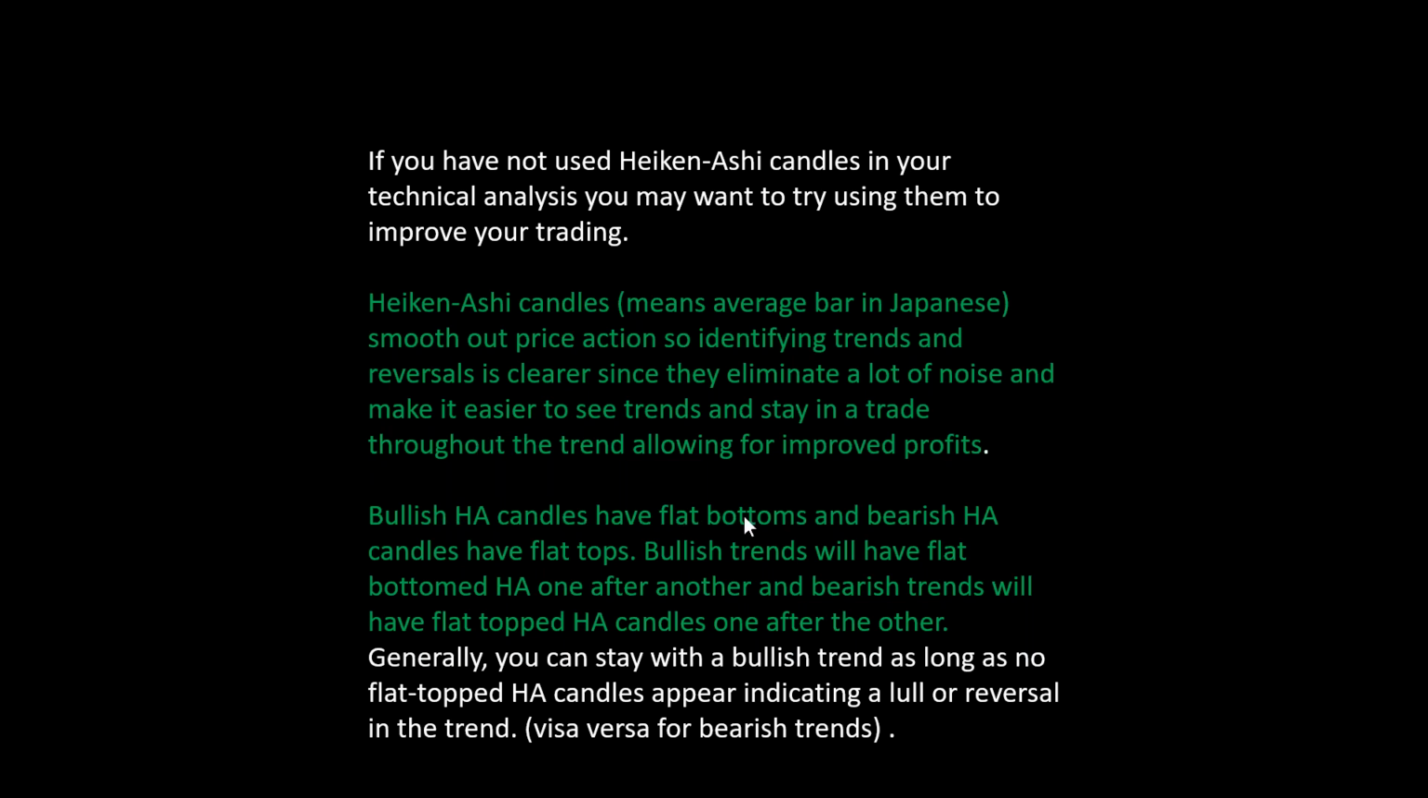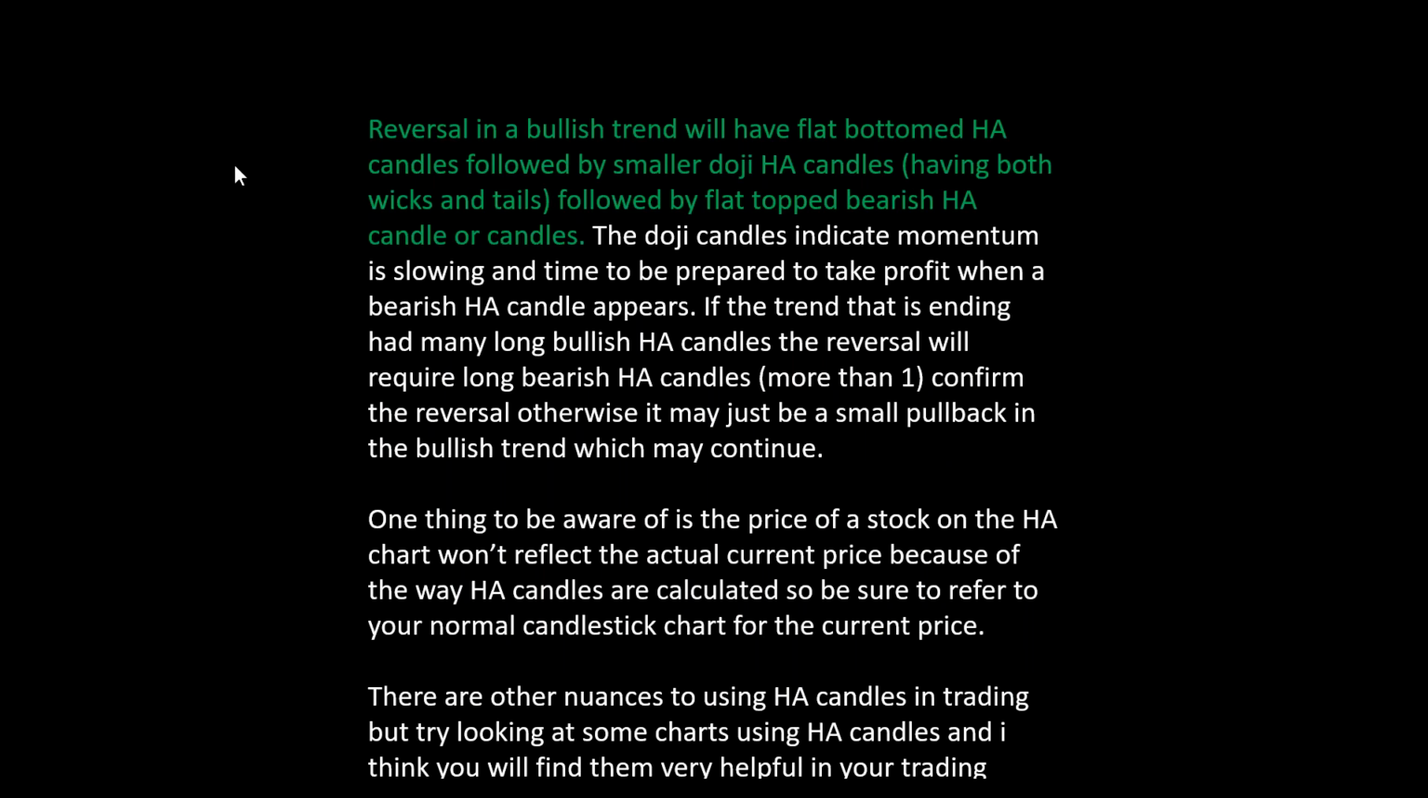Again, bullish Heiken Ashi candles have flat bottoms. Bearish Heiken Ashi candles have flat tops. This is the most critical thing to remember, so you can identify those things. Again, bullish trends will have flat bottom Heiken Ashi candles one after another, and bearish trends will have flat topped Heiken Ashi candles one after another. And again, the reversals, as I just showed you: a reversal from a bullish trend will have flat bottom Heiken Ashi candles, followed by smaller doji Heiken Ashi candles, and then followed by flat topped bearish Heiken Ashi candles. That's going to give you the reversal. That's what you're looking for.